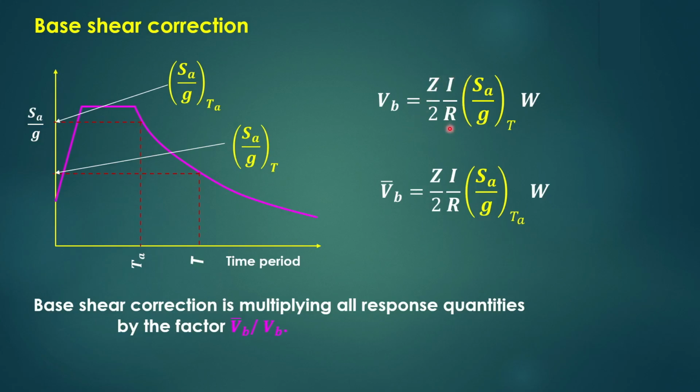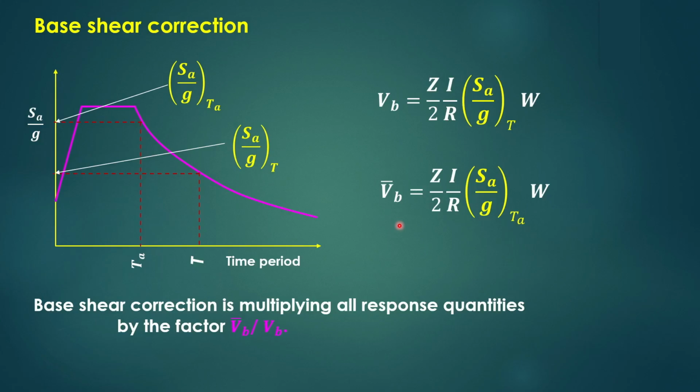Now if you look at the base shear values given by the code, say Indian code, then it is VB equal to Z by 2, I by R, Sa by g into W. So Sa by g, you have two values here, one with respect to Sa by g at TA and another Sa by g at T. So if we apply these two separately, we get two base shear values. So when you are using the dynamically computed time period T, you get the base shear, which is VB, and when you use the approximate time period of the code, you get the base shear, which is given by VB bar.